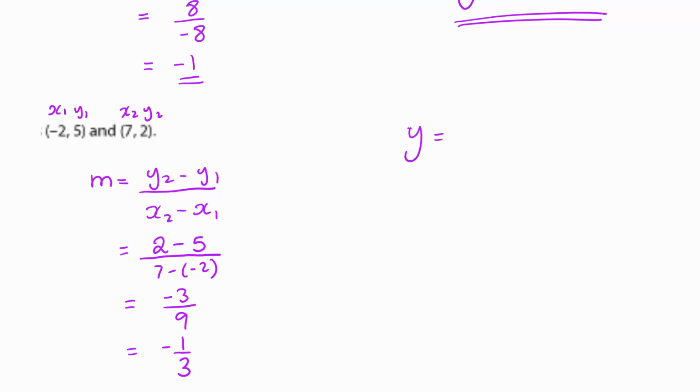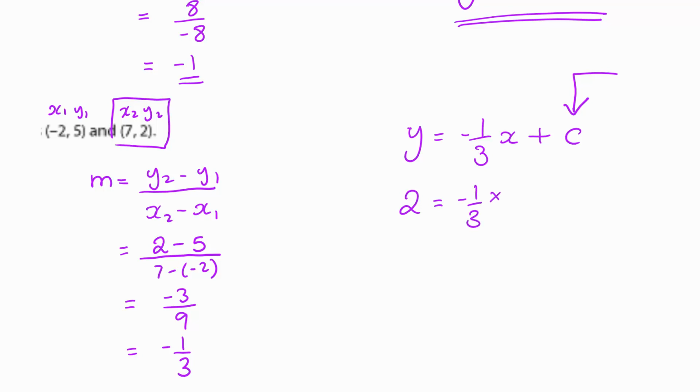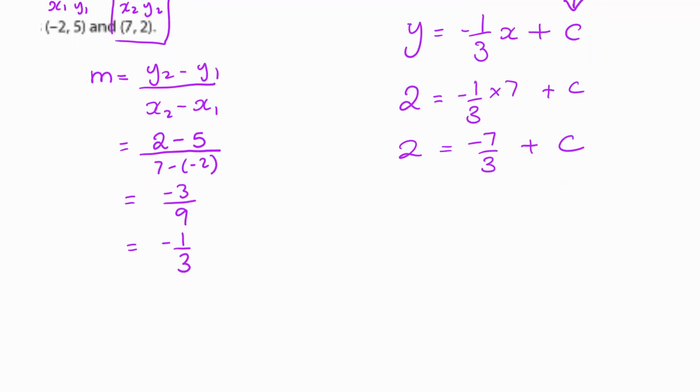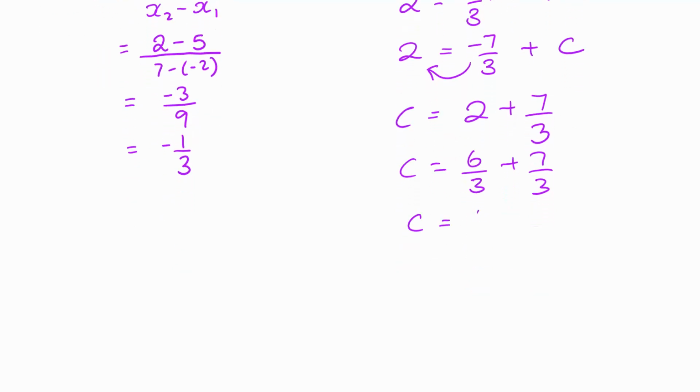So we know that y is -1/3 x plus a constant. And what we need to do is evaluate this constant here so that we have the equation. We can use either point. I'm going to use the second one. y is 2, x is 7, so it's -1/3 times 7 plus c. So 2 is going to be -7/3 plus c. That means that c would be equal to 2 plus 7/3, just taking the 7/3 to this side. And 2 is, of course, 6/3. And 6/3 plus 7/3 is 13/3.